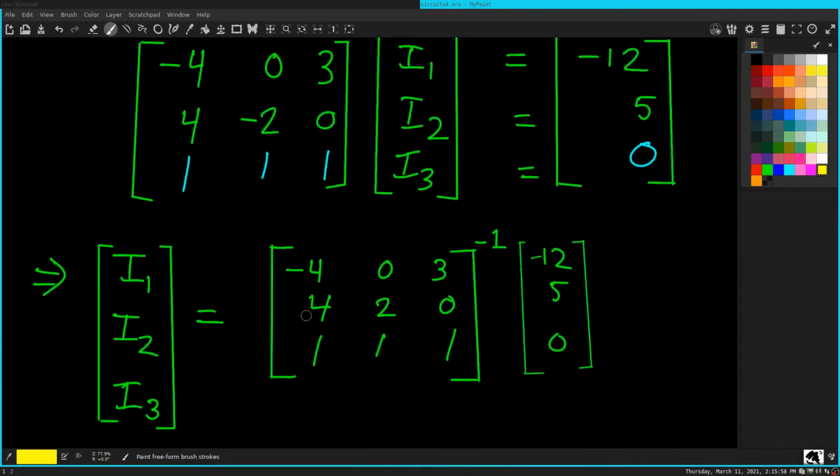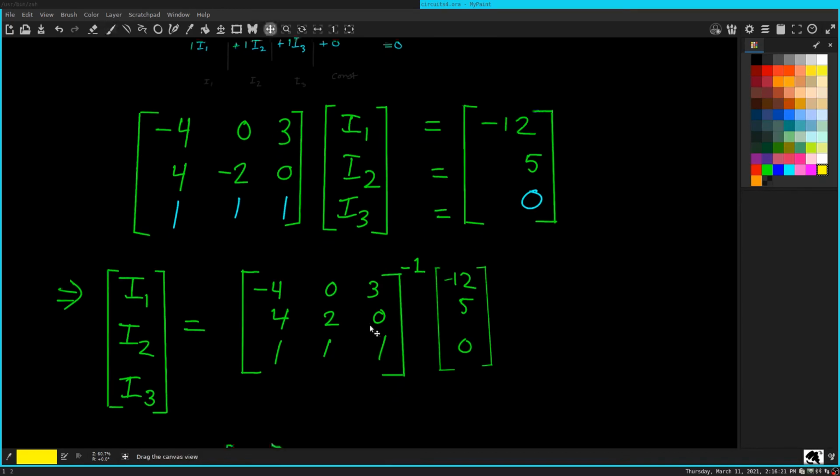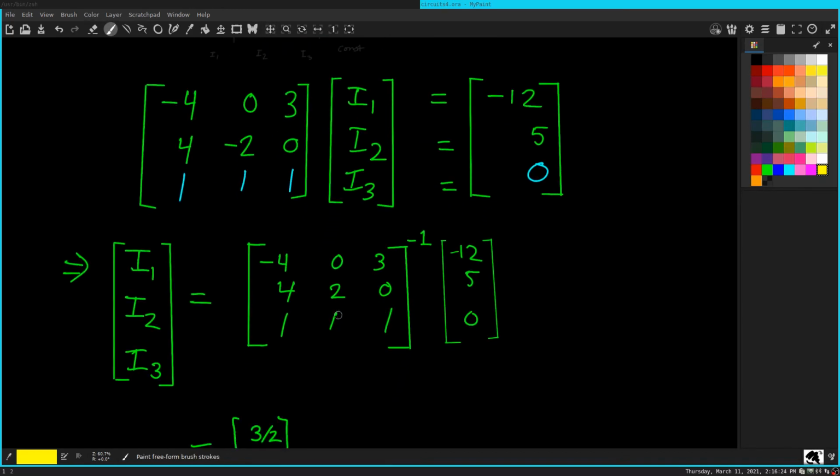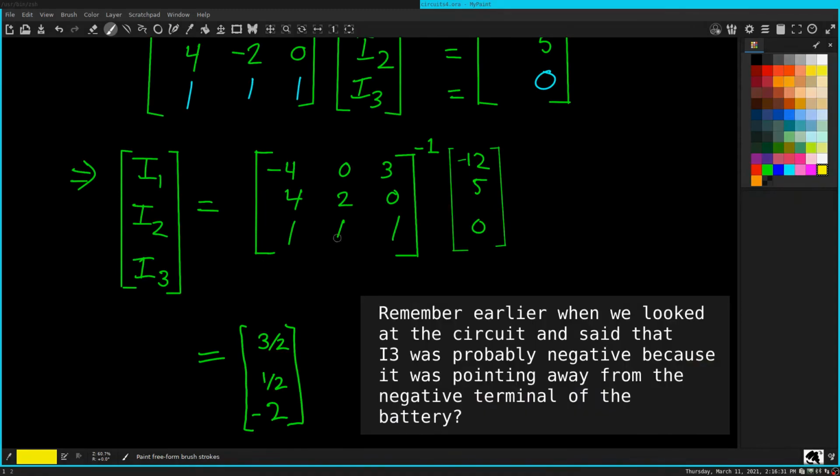Okay, hopefully this matrix is invertible. And what we conclude from that is that I1, I2, I3 is equal to the inverse of this matrix times this vector. We just multiply on the left by the inverse of this matrix on both sides of the equation. Oh, I didn't mean to put three equal signs there. And when we do that, we get 3 halves, 1 half, minus 2. Inverting this matrix by hand maybe is a bit of a pain, but you can do it.